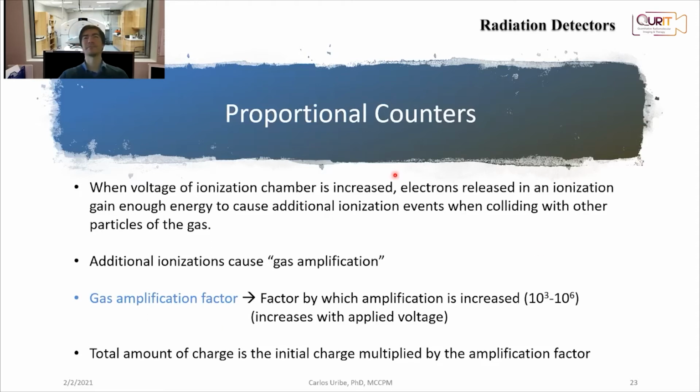Typically in proportional counters, it goes from 10 to the 3 to 10 to the 6. It grows and grows as the voltage is increasing. So if in the ion chamber you had one ionization, in this proportional counter that one ionization is going to become 1,000 ionizations. So you don't measure the total amount of the initial charge. You now measure that total charge after the amplification.